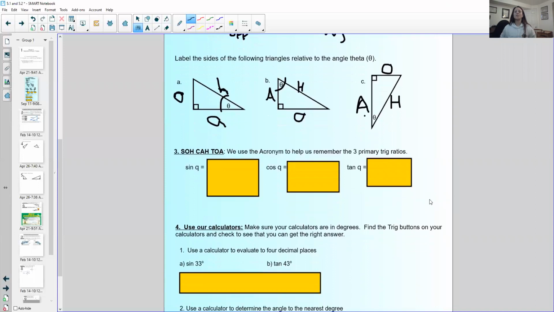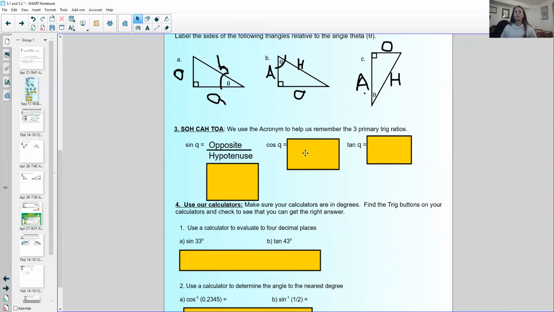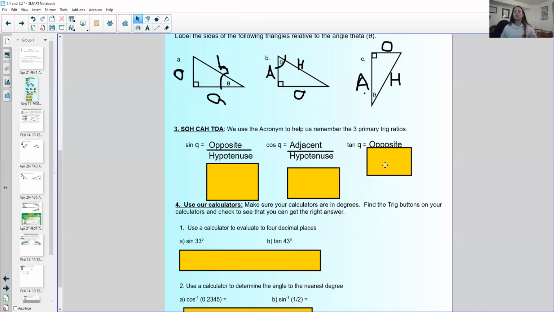Now we get into the things that you really think about when we're talking about trigonometry. The most basic part of trigonometry that we teach you is your primary trig ratios. Most of you know them by the term SOHCAHTOA, and we'll get to that in a second. These are your primary trig ratios: sine of your angle, cos of your angle, and tan of your angle. Sine of your angle is always your opposite over your hypotenuse. Cos is your adjacent over your hypotenuse, and tan is your opposite over your adjacent.